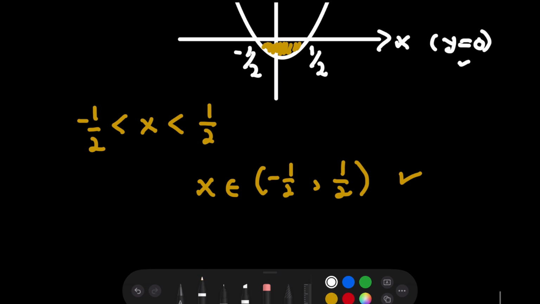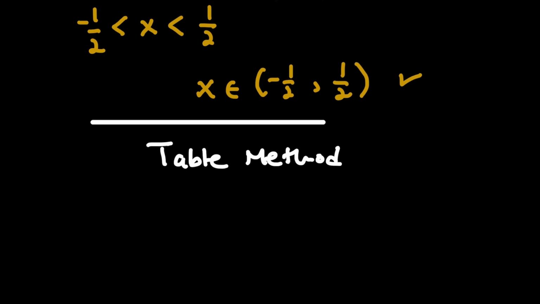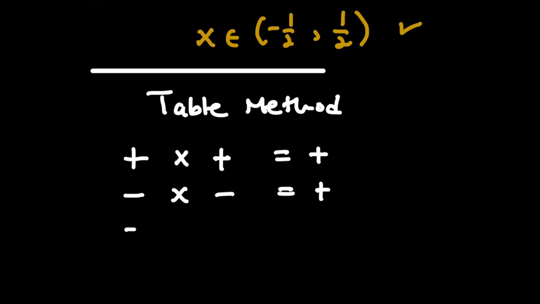Let me quickly show you how to use the table method to do this. It is actually quite easy, especially if you do not know how the function looks, or you don't even need to know. The only thing you need to know is that a positive times a positive gives a positive, a negative times a negative is positive, and a positive times a negative, and vice versa, gives a negative.